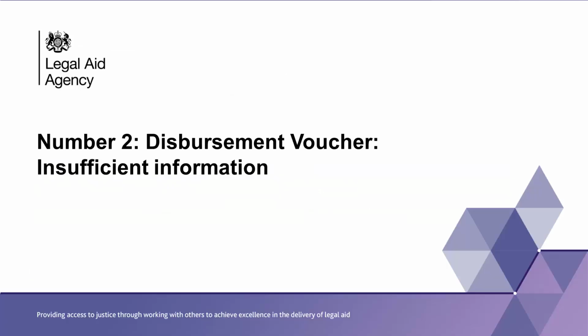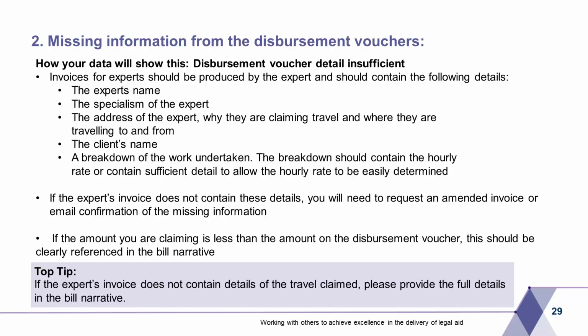The second most common reason for rejection is disbursement voucher detail insufficient. This is covered at slide number 28. Invoices for experts should be produced by the expert and contain the following details: the expert's name, the specialism of the expert, the address of the expert, if they are claiming travel, why they are claiming travel, and where they are travelling to and from.